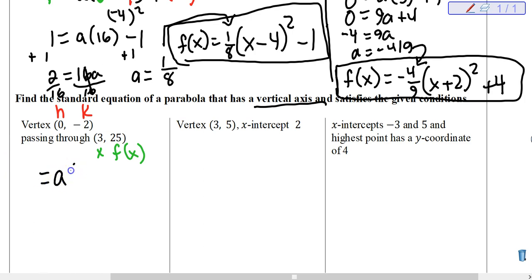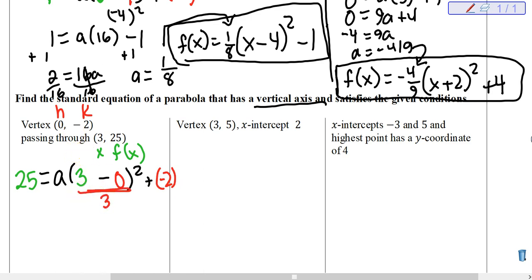So I'm going to put my information in real quick and then plug in my values. So 25 equals A times (3 minus 0) squared plus negative 2. Then we'll simplify that real quick.